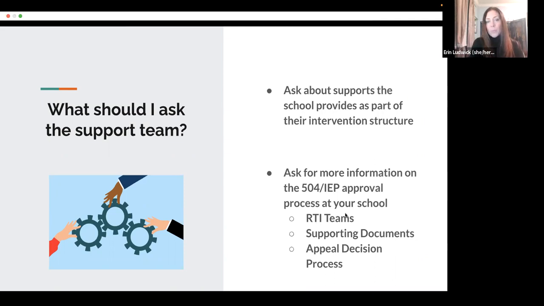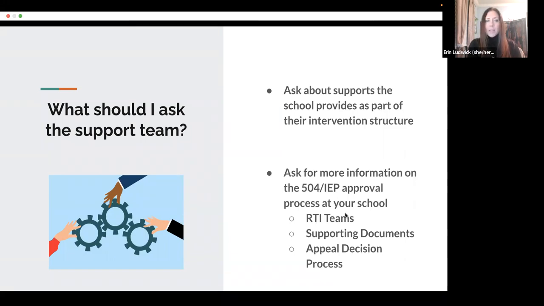Every school does have an appeal process. And so in that initial process, if your plan is denied, there is a way that you could ask what that appeal process is, if you'd like to bring another set of eyes on that or submit more documentation.